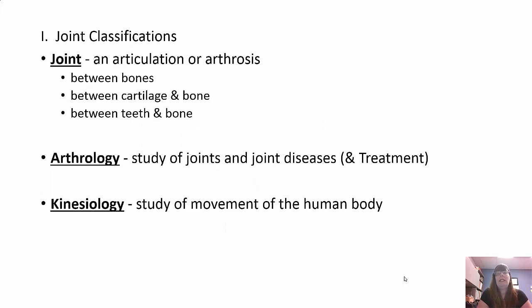So, a joint is an articulation or an arthrosis, and we're going to have a lot of arthrosis words because that's what a joint is. So we're talking about between bones, between cartilage and bone, or even between teeth and bones. Arthrology is the study of joints and joint diseases, and of course their treatment. Kinesiology is actually the study of movement of the human body.